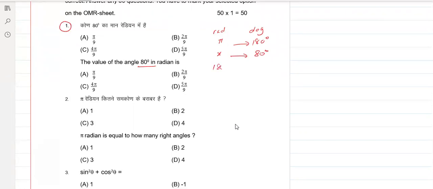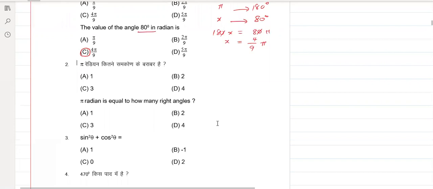So 180x is equal to 80 pi. You can take out the zeros on both sides, right? So x is equal to 8 divided by 18, which is 4/9 pi. So your correct solution will be just C. Let us look at question 2.